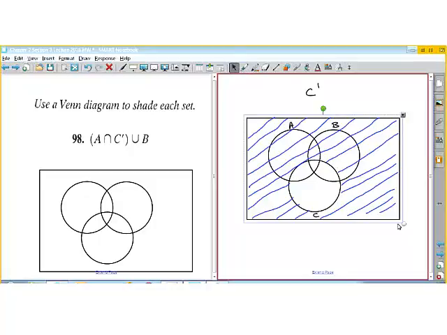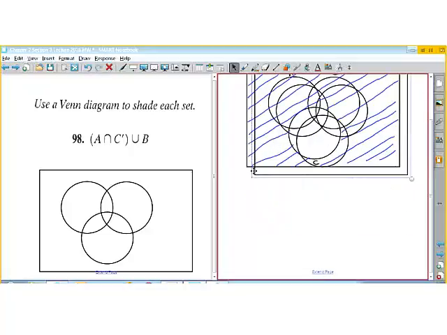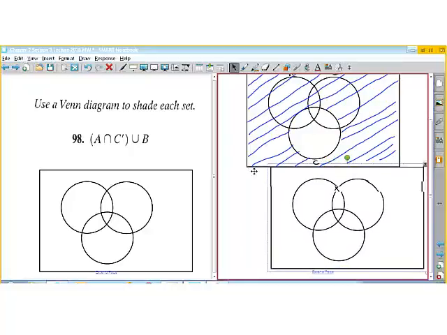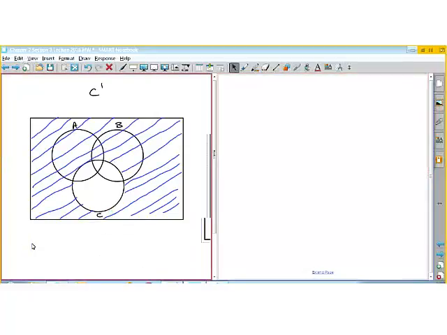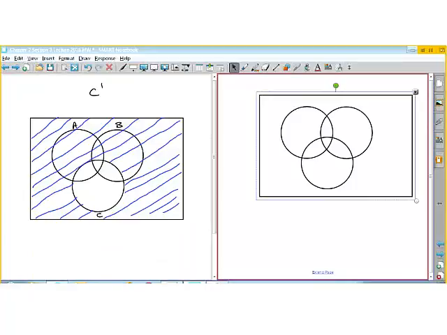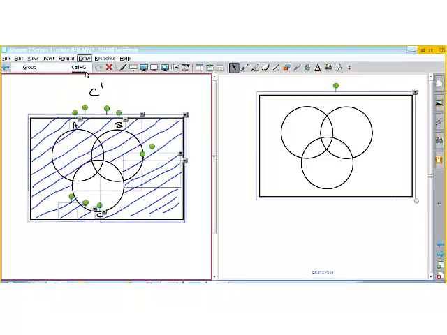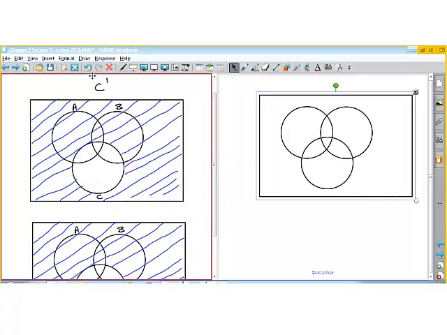Okay, so let's add a page. Okay, so that's the complement of C. Now, let me group that all together and clone that thing.